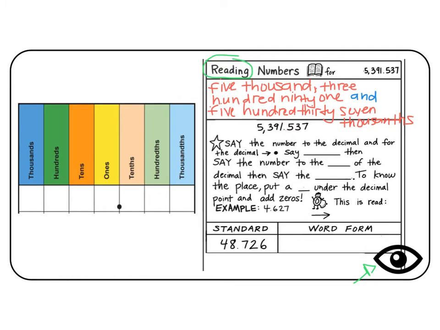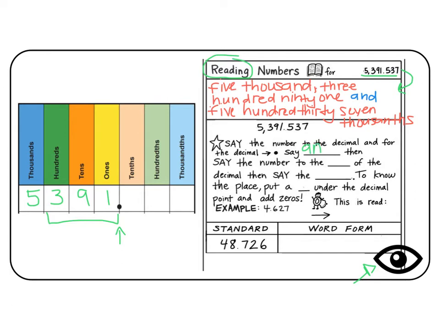Our number here is 5,391 and 537. You can see that I have written it in word form first, but let's talk about how we got that. Let's begin by writing it in a place value chart. The 5 is in the thousands place, so we say 5,000. Then we say these three numbers together, 391.